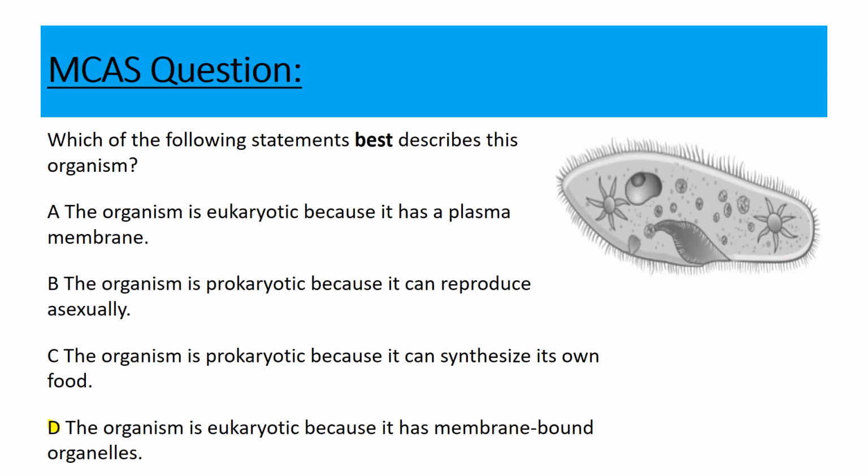And among the reasons is this is the nucleus. And these are the other membrane-bound organelles. These smaller structures are the ribosomes. So if it was a prokaryotic organism, those are the only organelles that you would be able to see.